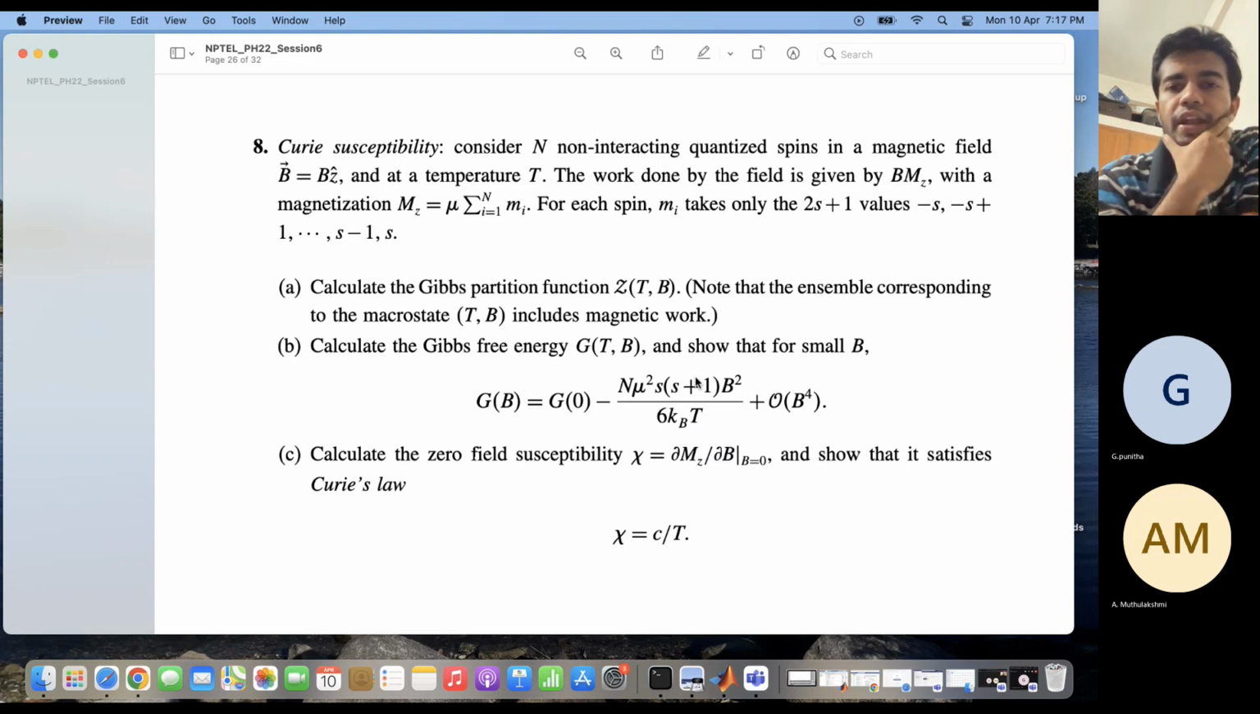So we consider N non-interacting quantized spins in a magnetic field, where the magnetic field points in the z direction at a temperature T. The work done by the field is given by B Mz, where Mz is the magnetization. Basically, Mz is the total magnetization, that is mu into the summation i equal to 1 to N of mi. For each spin, mi can only take 2s plus 1 number of values, that is minus s to plus s in steps of integers. Okay, so for this system, we have to first find the Gibbs partition function.